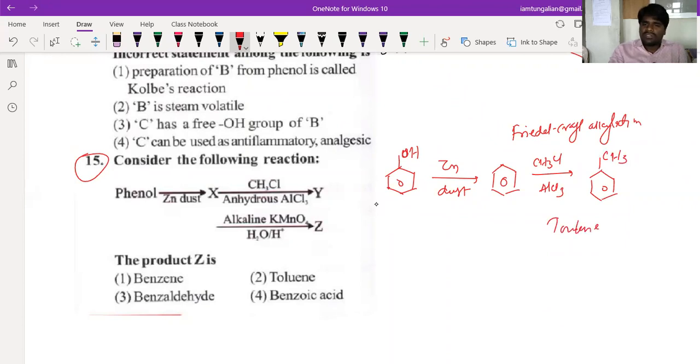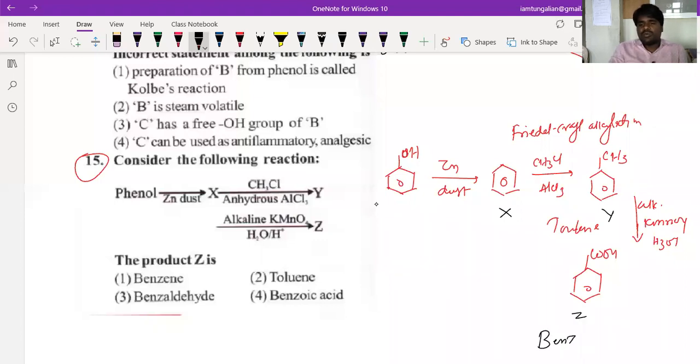This toluene on reaction with, this is your X, this is your Y. So this toluene on reaction with what? Alkaline KMnO4 followed by hydrolysis. It will form a particular compound, something like this. This is your Z. What is the name of this compound? Benzoic acid. What will be the answer?